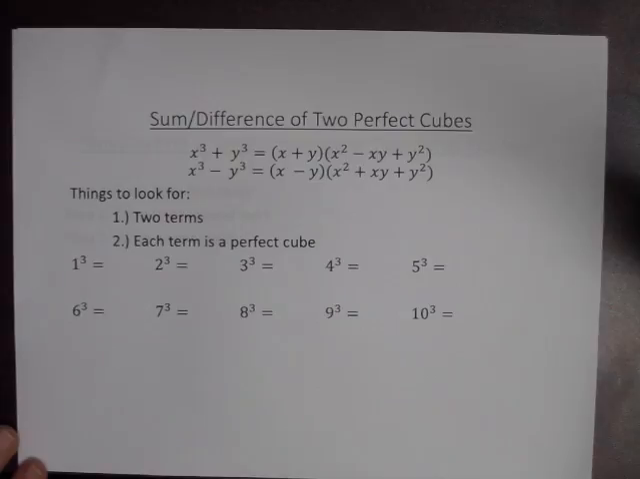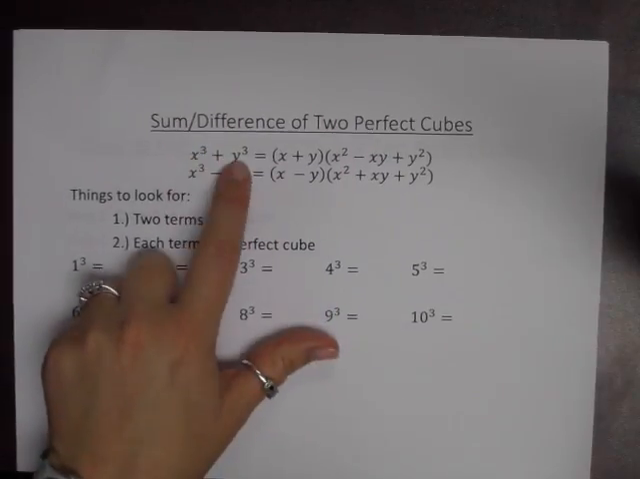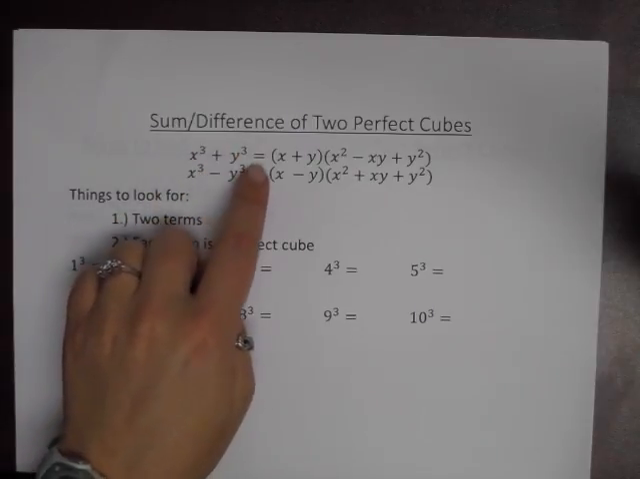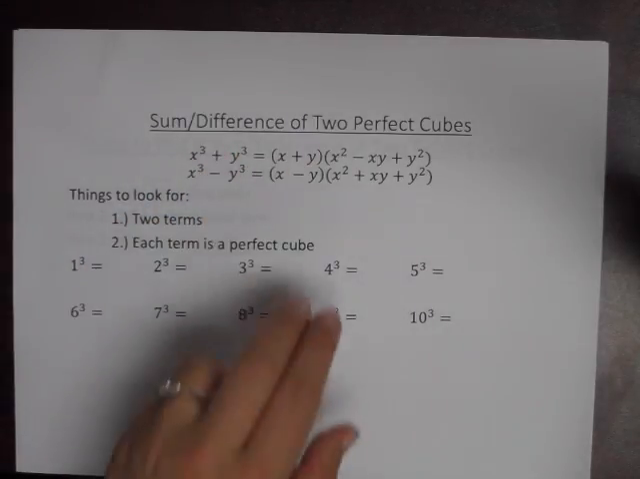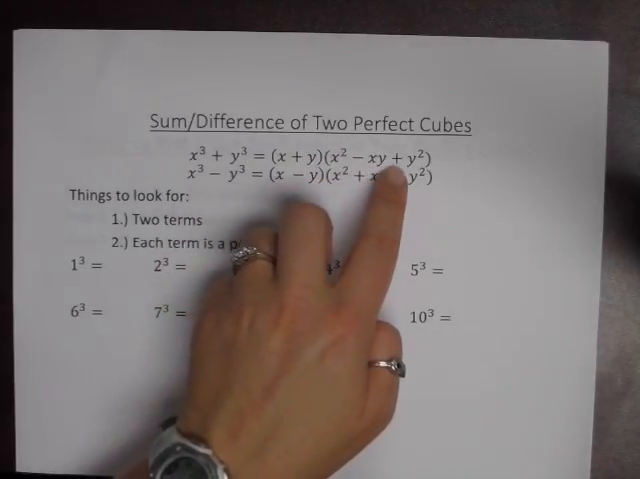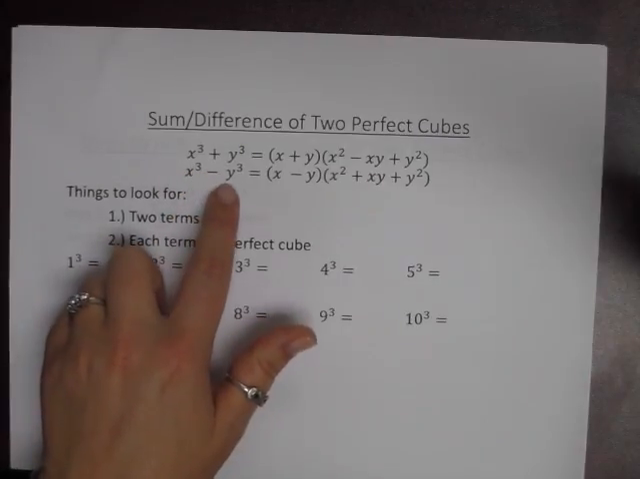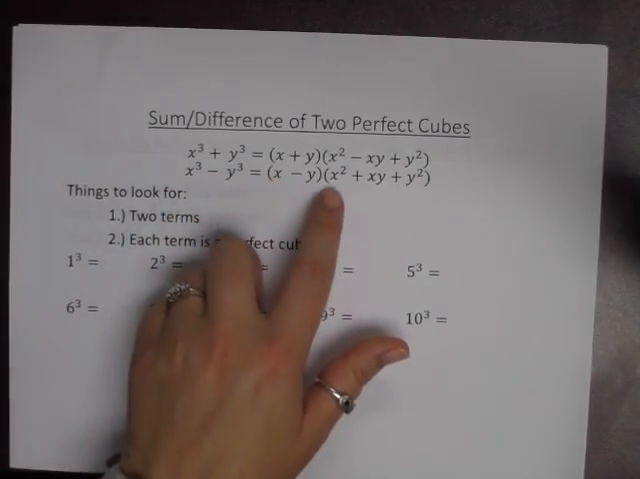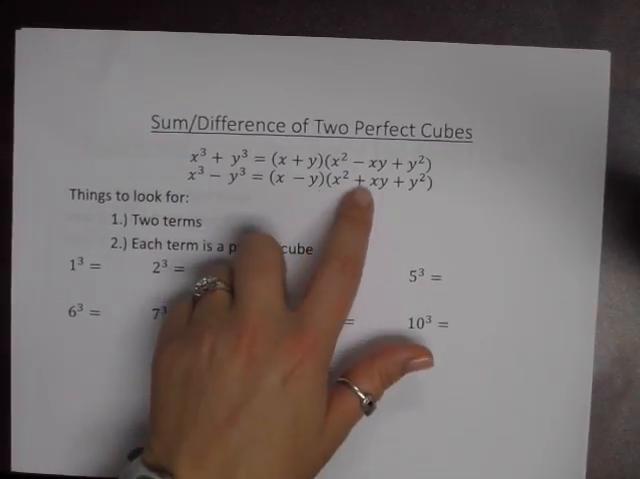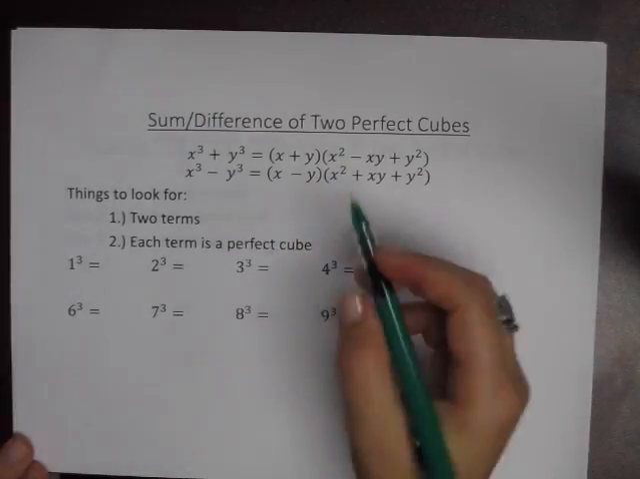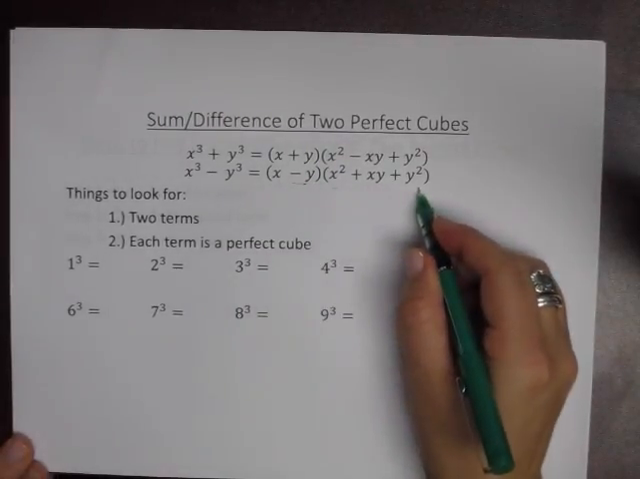So the last thing that we have to deal with is the sum and the difference of two perfect cubes. Okay, so this time you're going to have two terms, but both of your terms are going to be cubes. Okay, so you have x cubed plus y cubed equals x plus y times x squared minus xy plus y squared. Or you can have x to the third minus y to the third equals x minus y times x squared plus xy plus y squared. Alright, so whenever you have cubes, you're going to have some type of binomial times some type of trinomial.